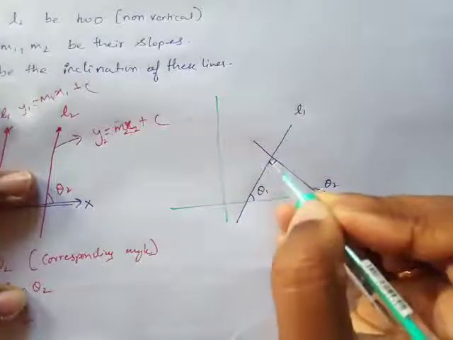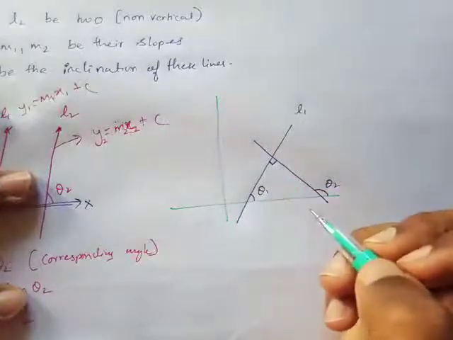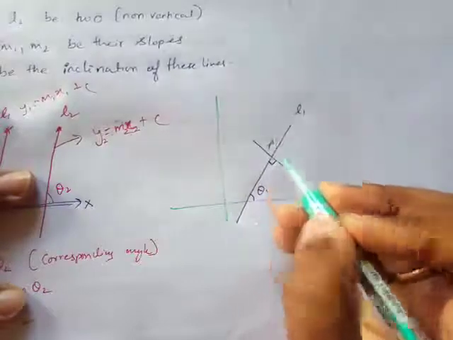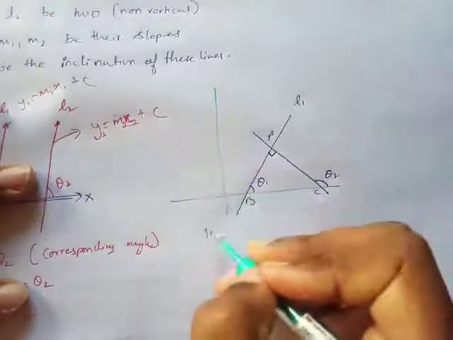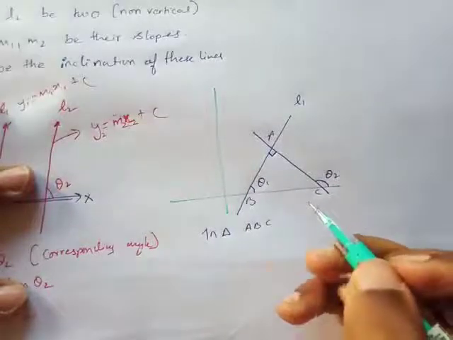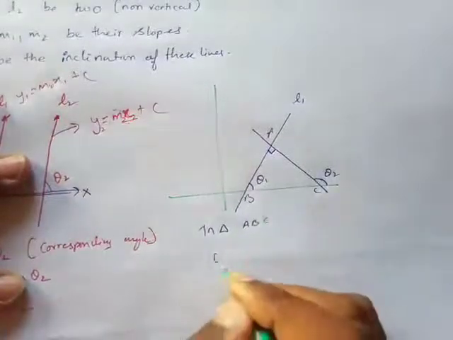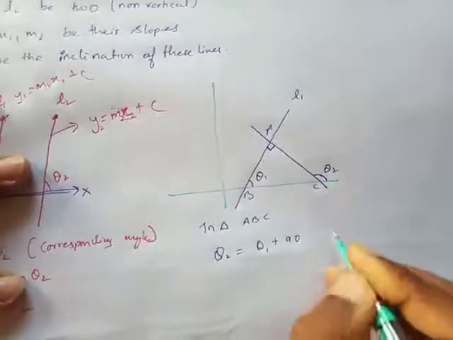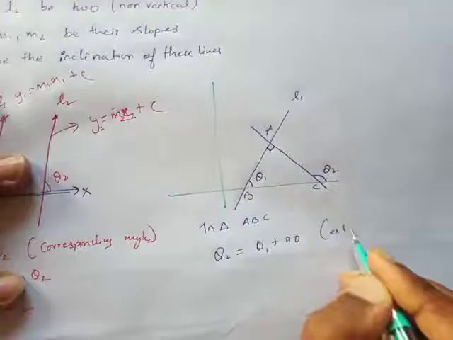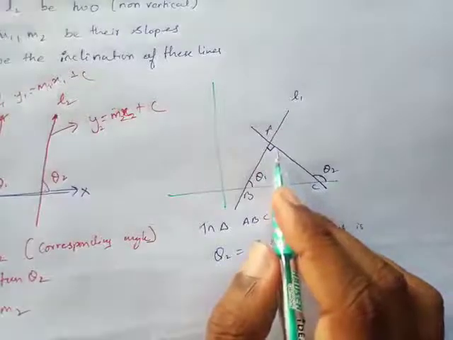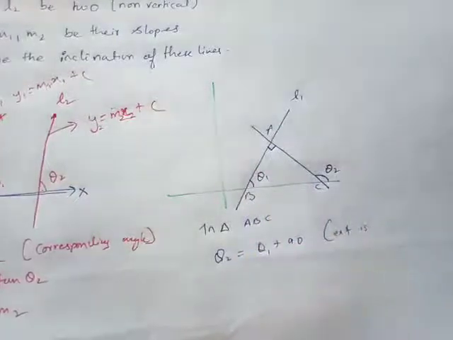When they meet each other, they make a 90 degree angle. If you see this triangle, I can name it A, B, C. In triangle ABC, what do you observe? What I observe is that theta 2 is equal to theta 1 plus 90. Why? Because the exterior angle is always equal to the sum of the opposite interior angles of the triangle.